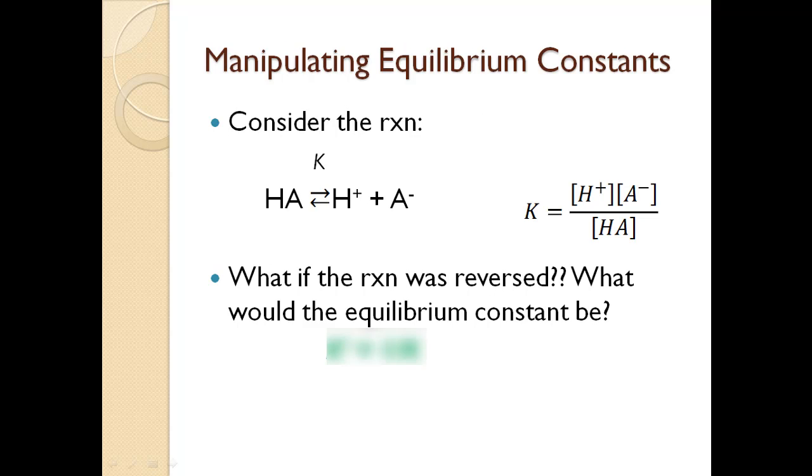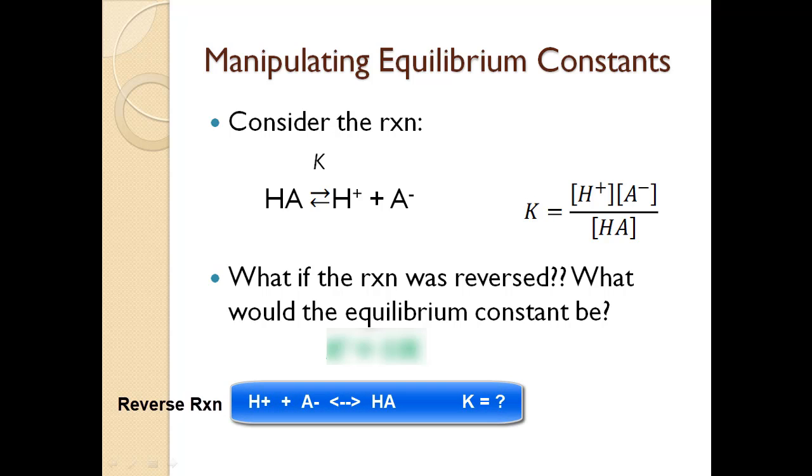Now that we know how to do the equilibrium constants, we have to learn how to manipulate them. Let's consider the reaction HA is in equilibrium with H plus and A minus. If we wanted to write the equilibrium constant, we would put products over reactants. And as you see there, it's H plus times A minus over HA. That makes sense. Now, what if the reaction is reversed? What would the equilibrium constant be?